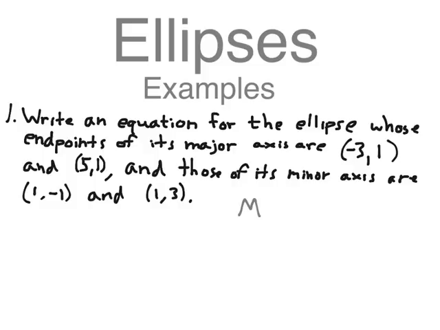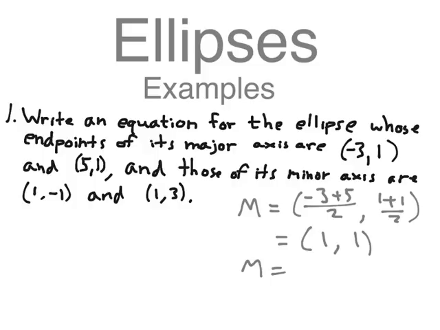For the major axis, the midpoint is the average of -3 and 5 over 2, and the average of 1 and 1. And this leaves me with 1 and 1. You could also do this for the minor axis, and you'll have the average of 1 and 1, and the average of -1 and 3. That'll also give you 1 and 1. But there is an easier way of doing this.